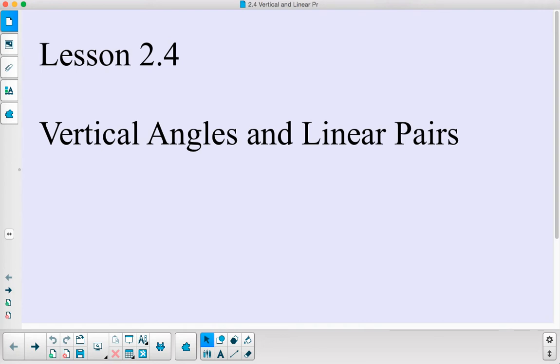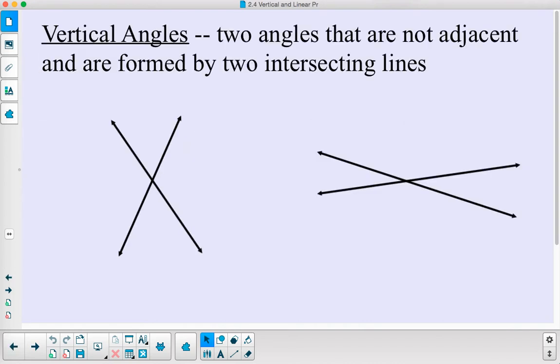You need to pause so that you can write down notes. So interact with the lesson. You will have plenty of time to finish it. Okay, so the lesson, as you see, is lesson 2-4, vertical angles and linear pairs. The definition: vertical angles are two angles that are not adjacent and they're formed by two intersecting lines. Again, pause so you can write it down.